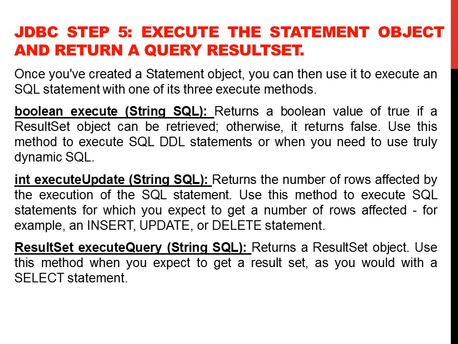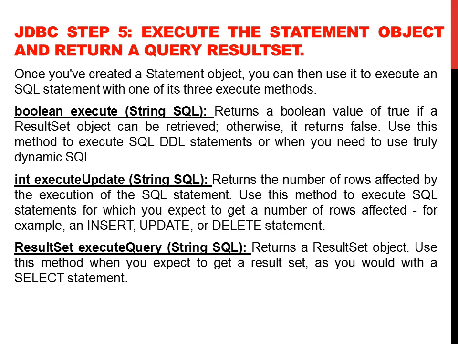So there are mainly 3 types of methods provided by the statement object if you want to execute an SQL statement. First one is execute, second is executeUpdate, third is executeQuery. The execute method will return a boolean value. It returns true if a result set object can be retrieved, otherwise it returns false. This method is mainly used for SQL DDL statements like create table, drop table, etc. So in order to perform DDL statements like create table or drop table, you can use the execute method. It returns a boolean value.